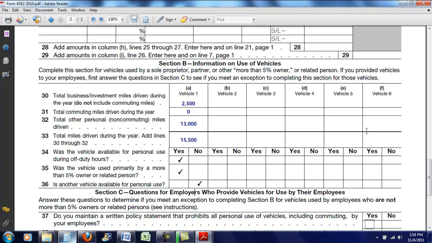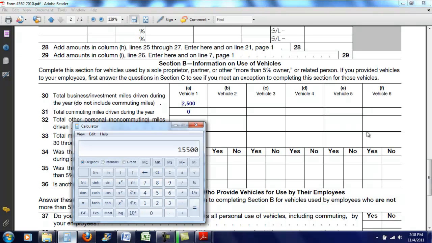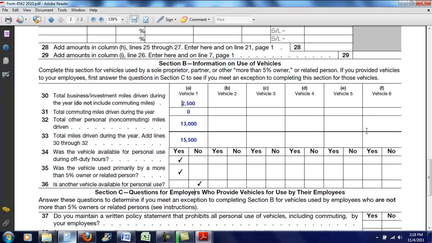So the way that we're going to figure out what her deduction is for this is we're going to multiply her business miles by 50 cents, because that's what the business mileage rate is for 2010. So 2,500 times 0.5 equals $1,250. Now I'm going to go back to my Schedule C.